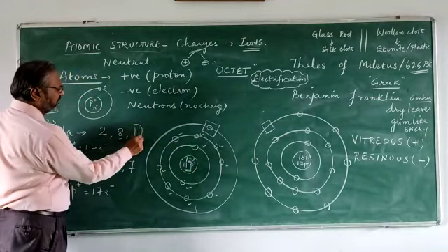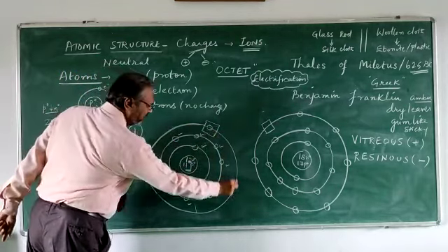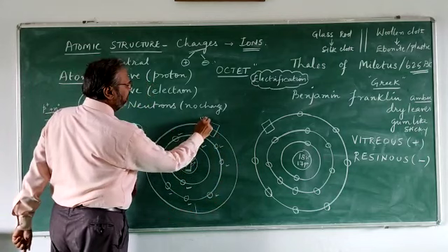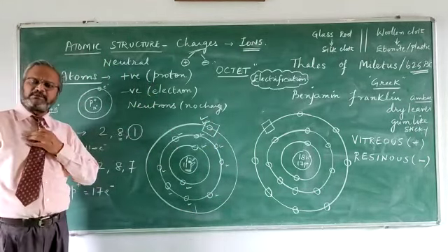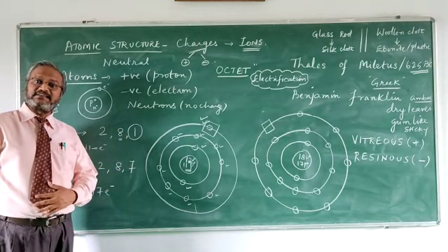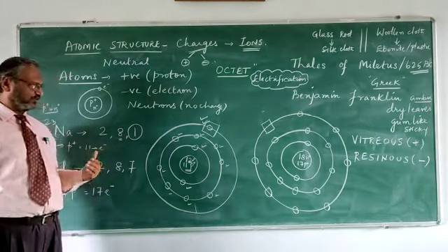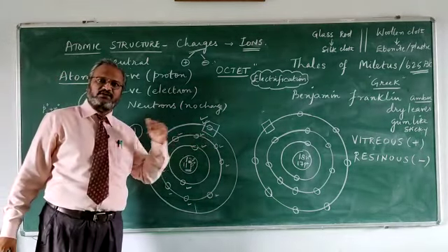Now, only one is left out, and that comes in the next shell, and this is the last electron. The outermost electron in chemistry is called valence electron, and in physics it is called a free electron.